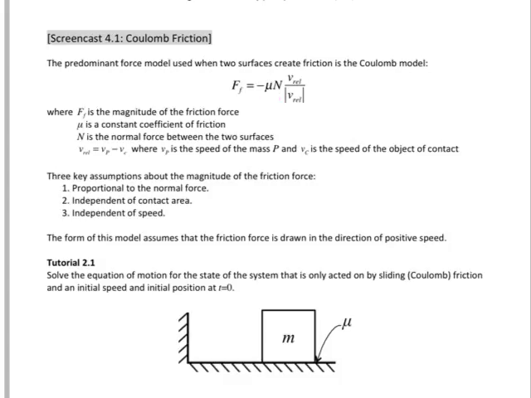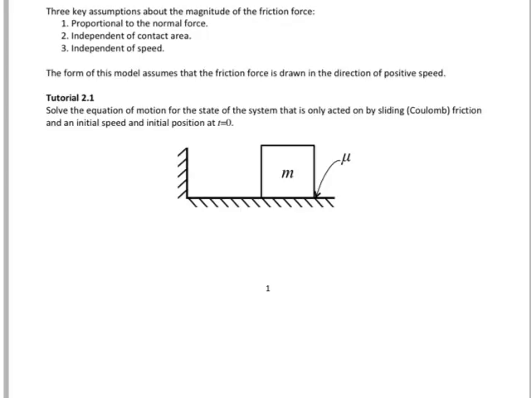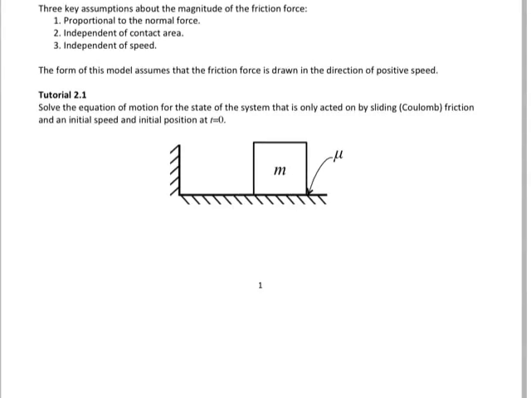The second is that it's independent of contact area. Notice in this equation, it has nothing to do with the surface geometry. The third is that it's independent of speed. It doesn't matter how fast the two objects are sliding with respect to each other, the force itself is independent of that. The best way to see this is to work an example so we can apply this model to a real-world problem.